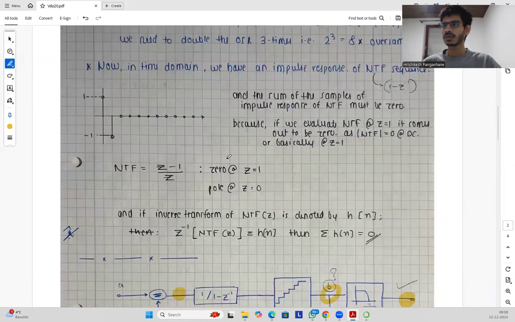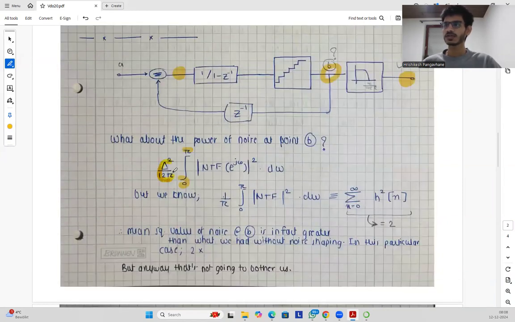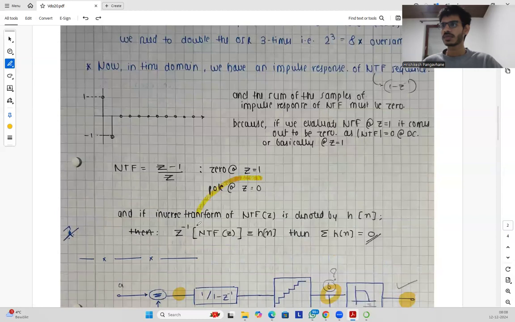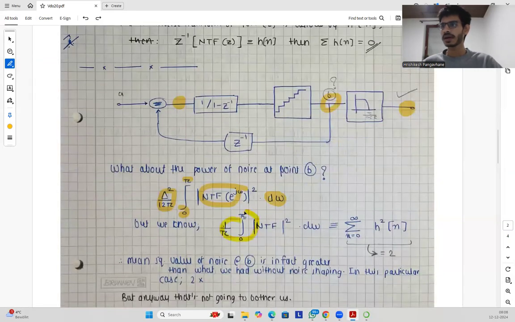So we have delta squared by 12 pi, and integration from 0 to pi of the magnitude of NTF squared, which is a function of frequency. But we know that 1 by pi times the integral from 0 to pi of NTF squared basically corresponds to the summation of h squared of n, where n goes from 0 to infinity, and this gives us a value of 2.